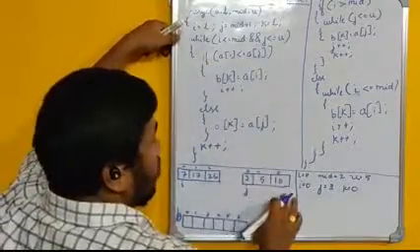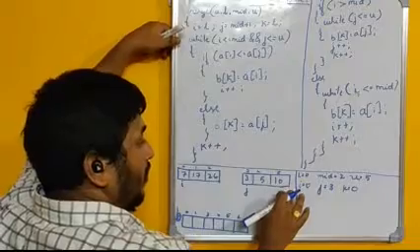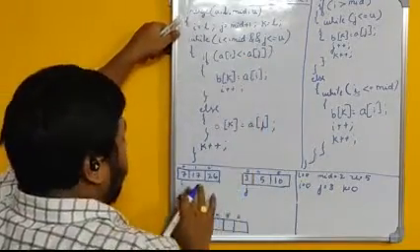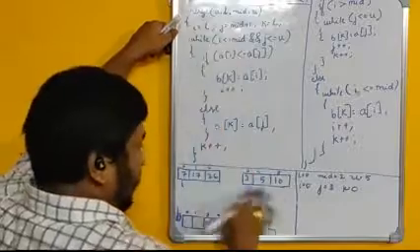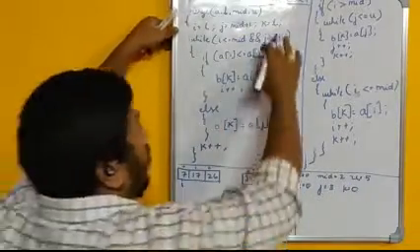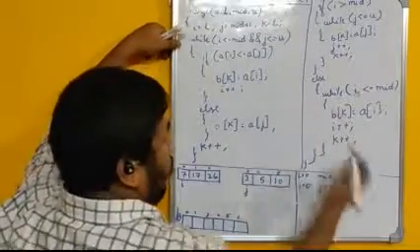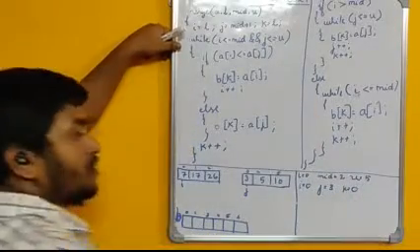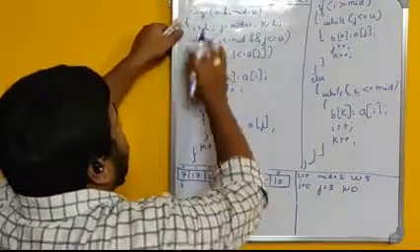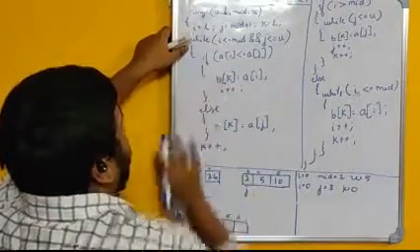Similarly, J should be within the upper bound. It should not go out of this array. So we are checking the conditions. I is less than or equal to mid: I is 0, mid is 2, yes. And J is less than or equal to U: J is 3, U is 5, yes. The condition is true, so you have to come into the loop.